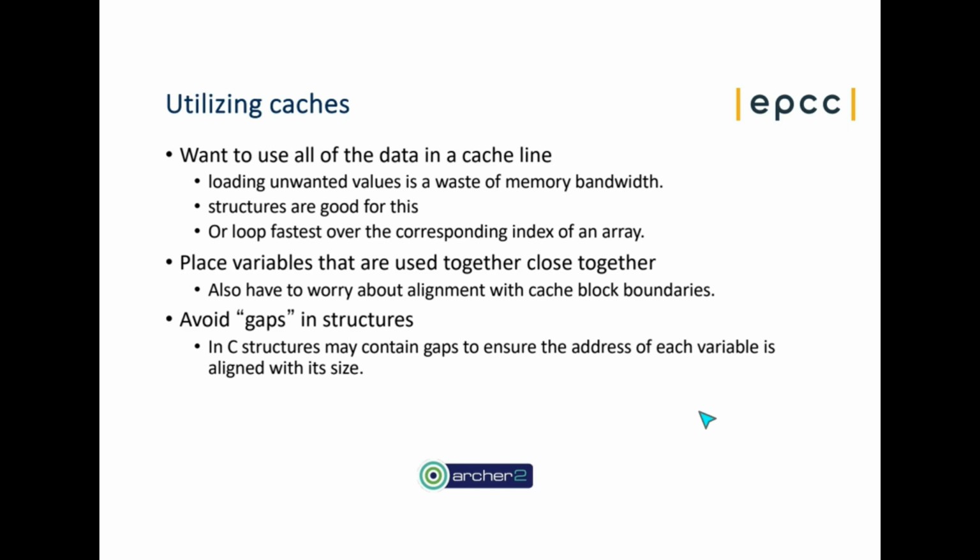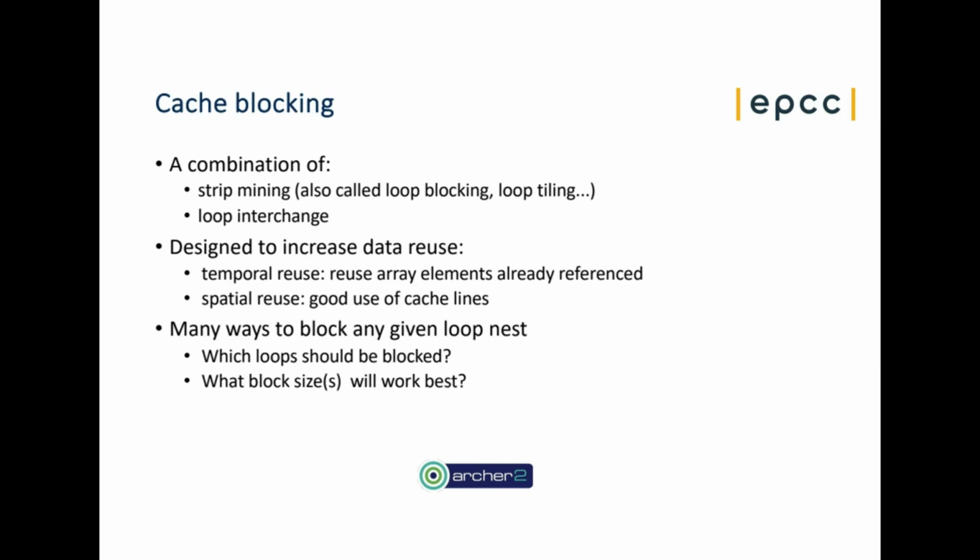Okay, cache usage. Spatial locality. We want to use all of the data on a cache line as much as possible. So maybe structures are good, maybe they're not. But particularly, loop fastest over the corresponding index of the array. Put variables that are used together close together, and avoid having gaps in structures if you can.